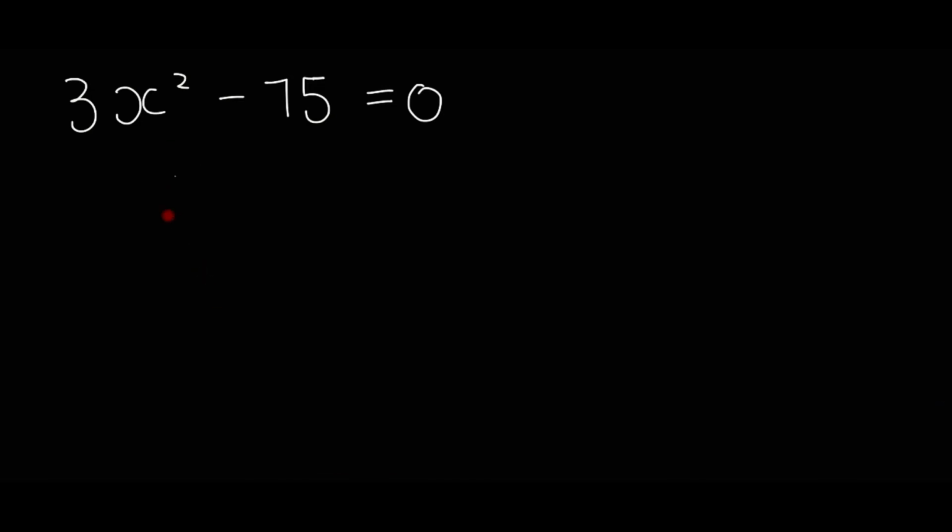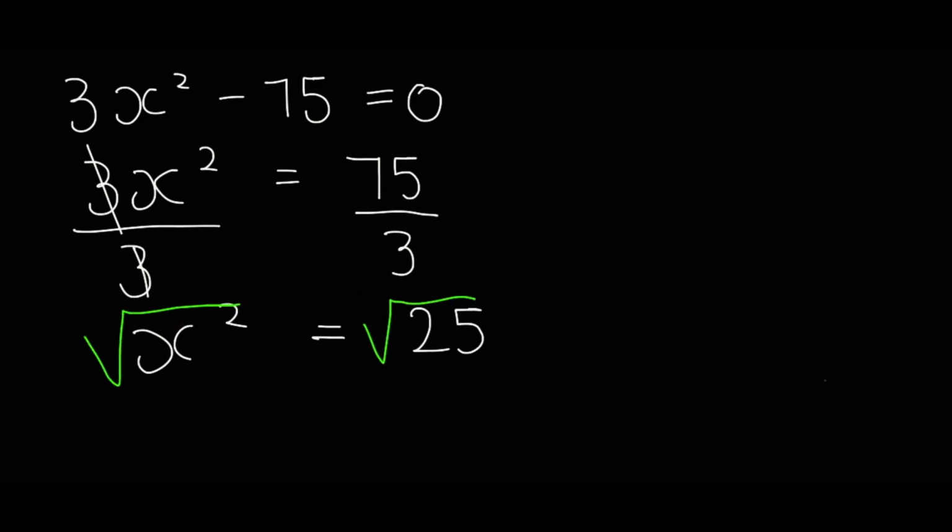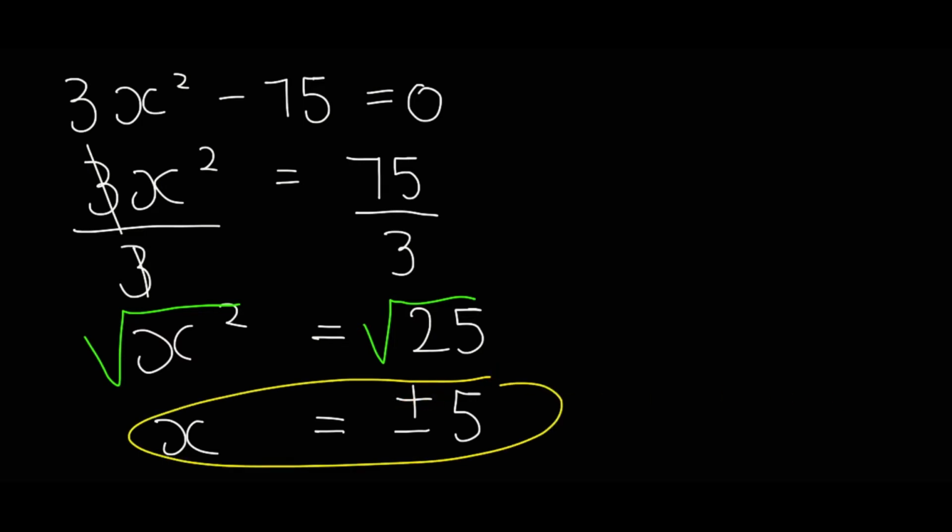But this problem again, we can do it in this way. We have 3x squared, and then we take this 75 to the other side, and from there we divide both sides by 3. So 3 and 3 cancel, and then x squared is equal to 75 divided by 3, which is 25, and then from there we take the square root of both sides. So x is equal to plus or minus 5, because any number that comes from a square root is plus or minus, and the square root of 25 is 5. So that's another way that we can get the same answer.